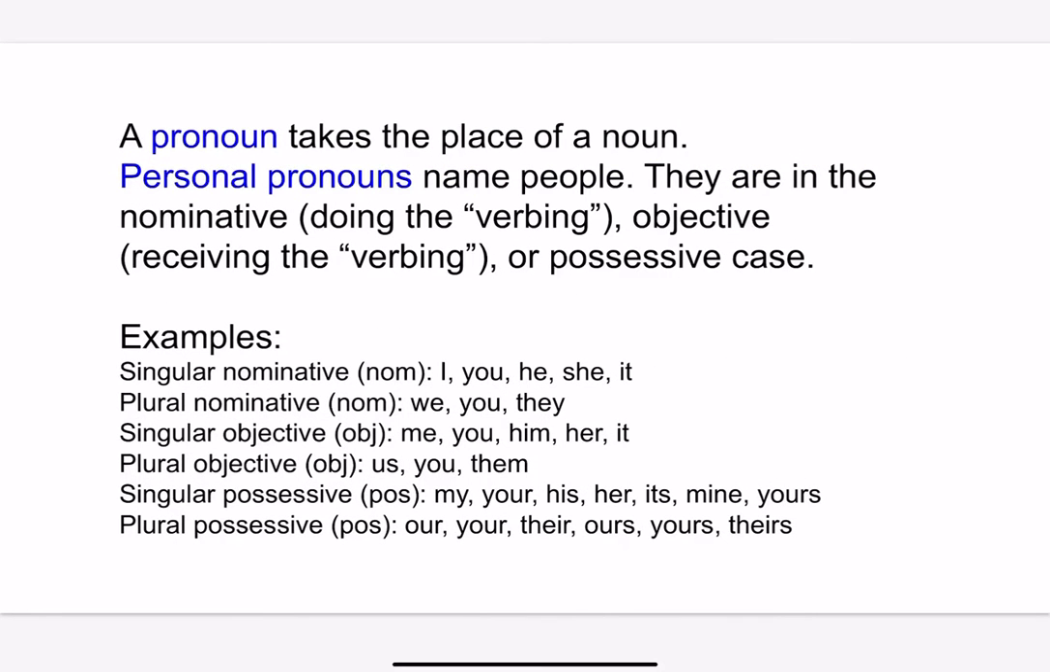All right, so a pronoun, just for a definition here, takes the place of a noun. So personal pronouns name people, and they can be either in the nominative or the objective or the possessive case. What that means is that when they're in the nominative case, they're doing the action of the sentence, so they're replacing the subject in the sentence. If they're in the objective case, then they're receiving the action of the verb, which means they're replacing an object in the sentence. If they're in the possessive case, most people know what that means. It means that a person possesses it. So the examples are listed below.